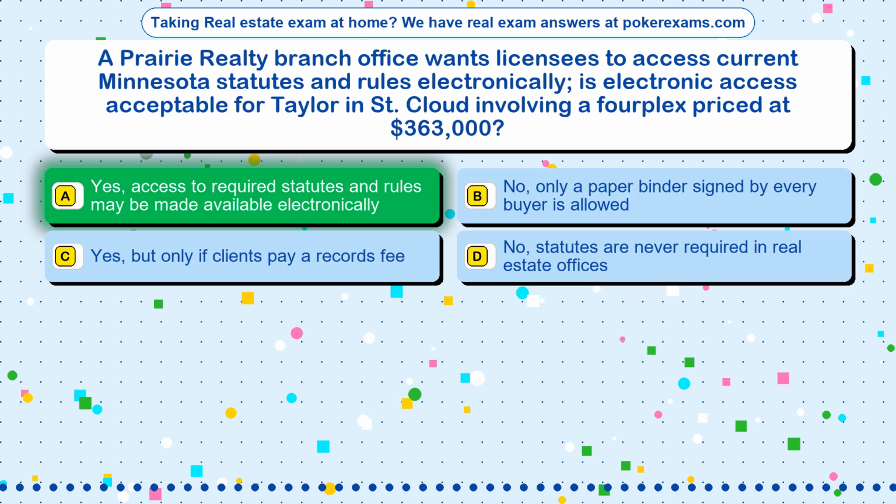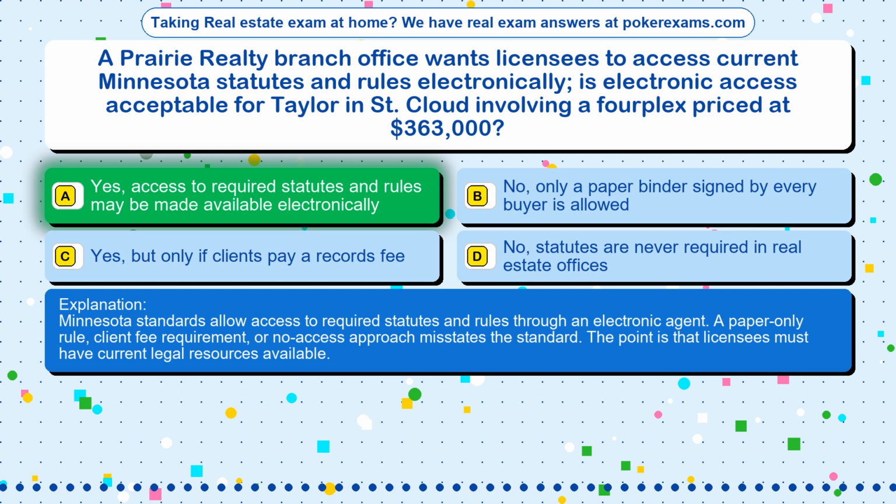The correct answer is option A. Yes, access to required statutes and rules may be made available electronically. Minnesota standards allow access to required statutes and rules through an electronic agent. A paper-only rule, client fee requirement, or no access approach misstates the standard. The point is that licensees must have current legal resources available.